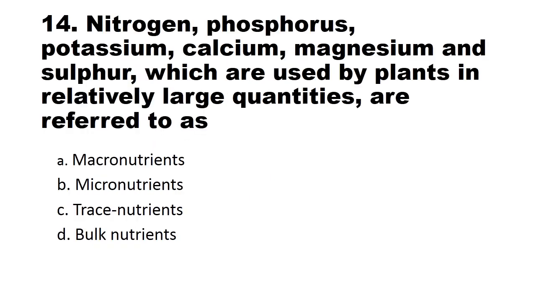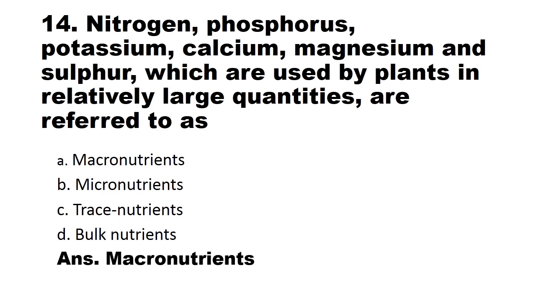Question number 14. Nitrogen, phosphorus, potassium, calcium, magnesium, sulfur, which are used by plants in relatively large quantities, are referred to as macronutrients, micronutrients, trace nutrients, or bulk nutrients. And the right answer is macronutrients.